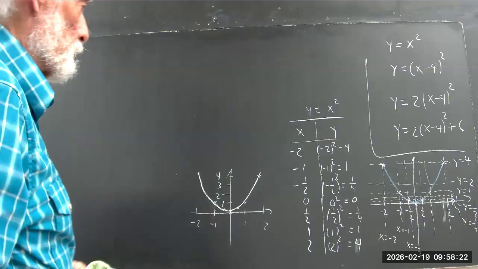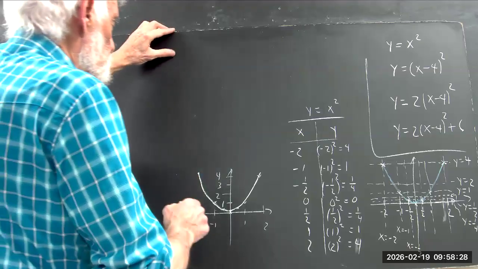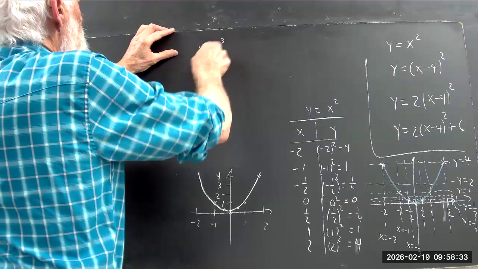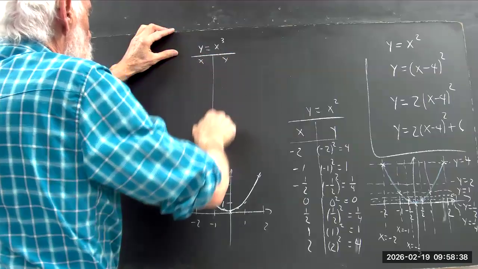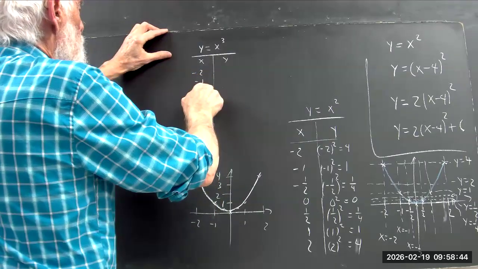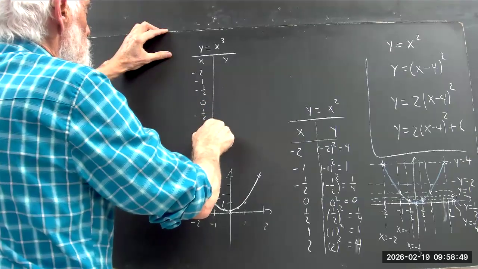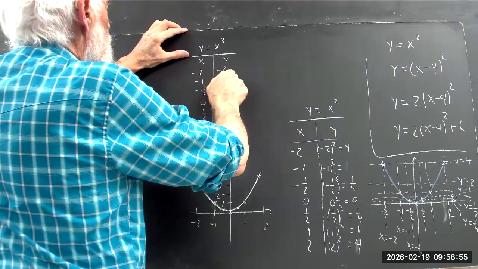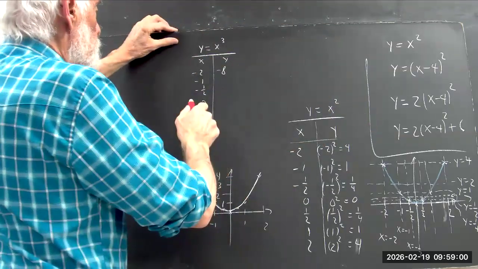Now, the reason I present it that way is because if you've got y equals x cubed, I'm going to do the negative values. Negative 2 cubed is negative 8, because negative 2 times negative 2 is 4. Multiply that by negative 2, you get negative 8.